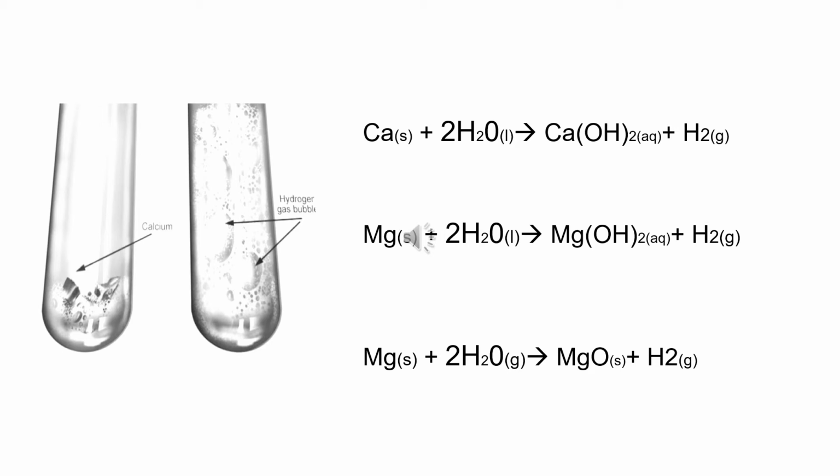Magnesium reacts very slowly with water. However, it reacts vigorously with steam. It reacts with hot water to form magnesium hydroxide and hydrogen gas. It reacts with the steam to produce magnesium oxide and hydrogen gas.